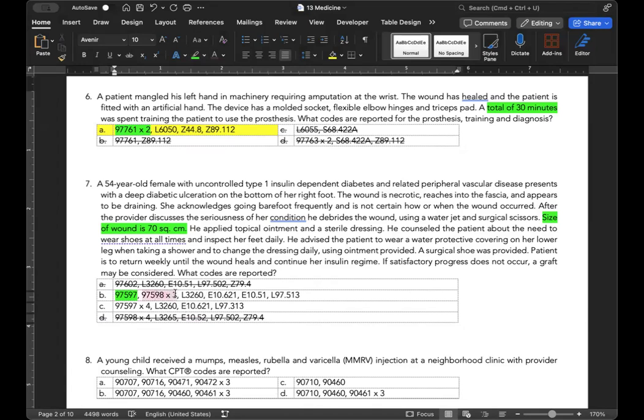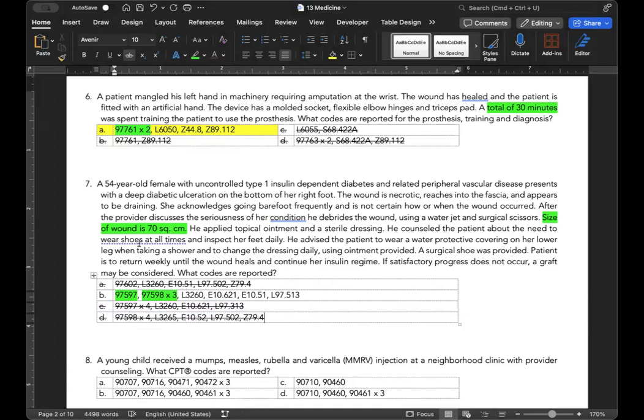So that's going to give us our 97598 times 3. So that's all we had to look up in this scenario. Again, from a testing perspective, we were able to say that we need the 97597 for the first 20, and then 3 units of the 97598 to get us all the way up to 70 square centimeters.